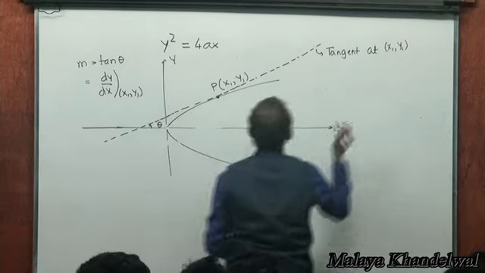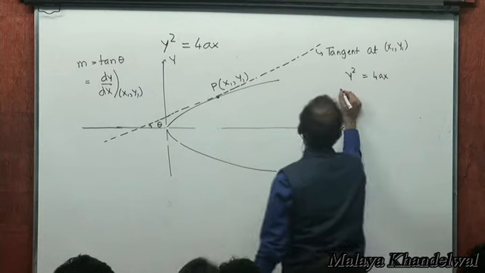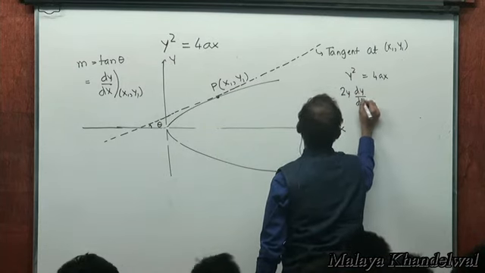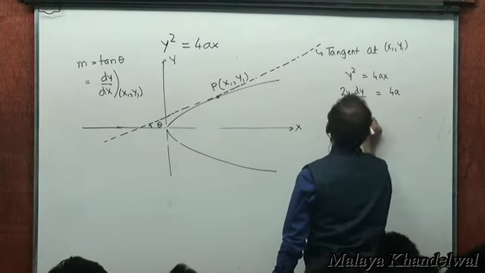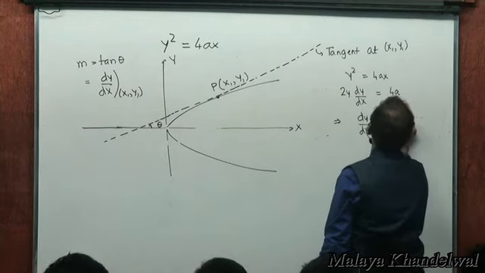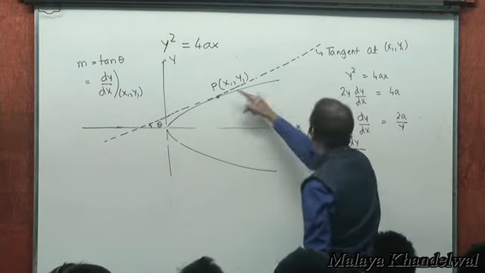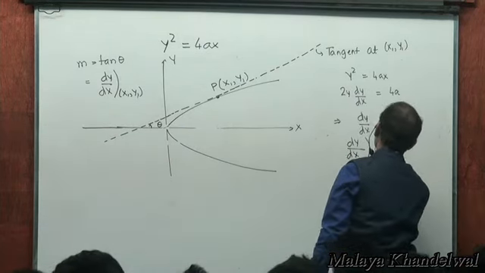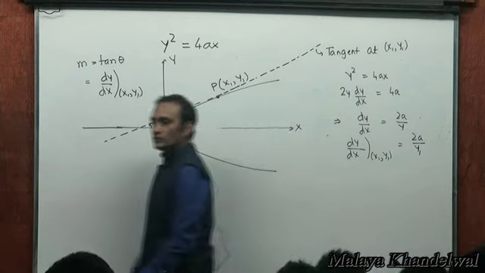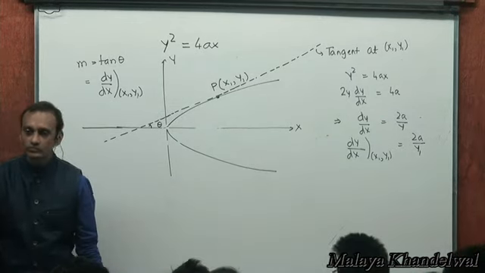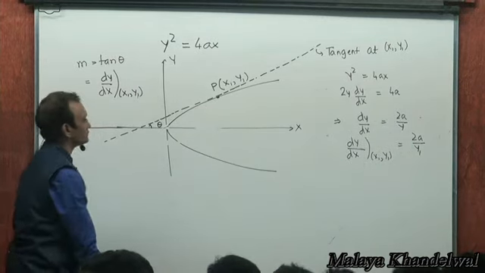Now in this case, y squared equal to 4ax, if I differentiate with respect to x, I get 2y dy/dx equal to 4a, right? Or dy/dx equal to 2a by y at any x y. So if I have to say dy/dx at x1 y1, then that's going to be 2a by y1, replace x by x1 and y by y1. So I get 2a by y1 is the slope of the tangent at x1 y1, right?